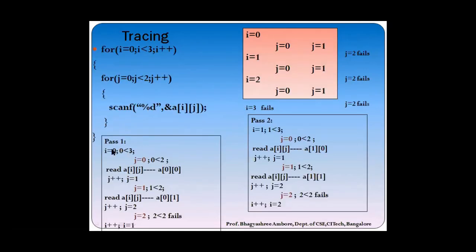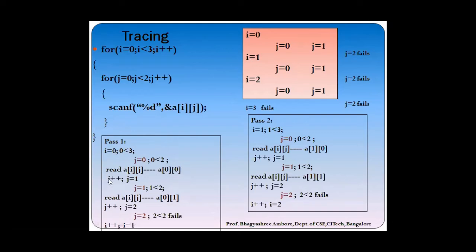In pass 1, initially the I value is 0. 0 is less than 3. The condition is true, right? So it starts with the inner loop. What is the inner loop? The j loop. J is equal to 0. How many times does j have to run? 2 times. So 0 is less than 2. Correct. It reads the value, that is the code I have written, A of ij. What is the value of I? 0. What is the value of j? 0. I is 0, j is 0. So it reads the value in the first position, A of 0, 0.